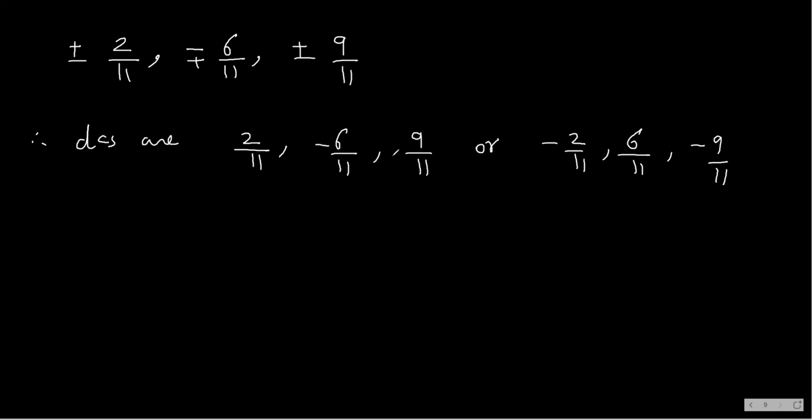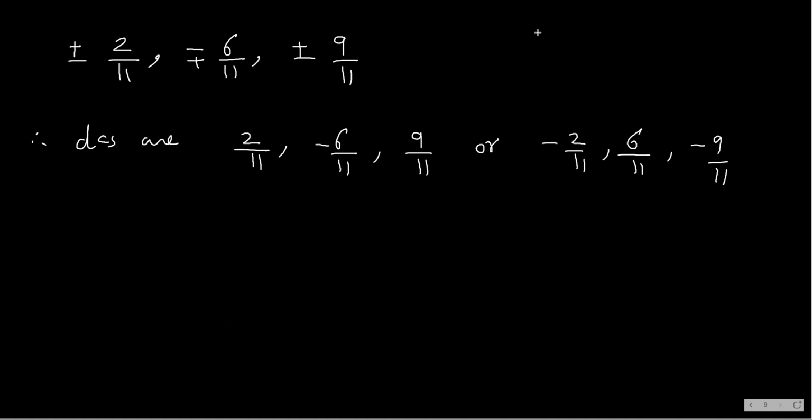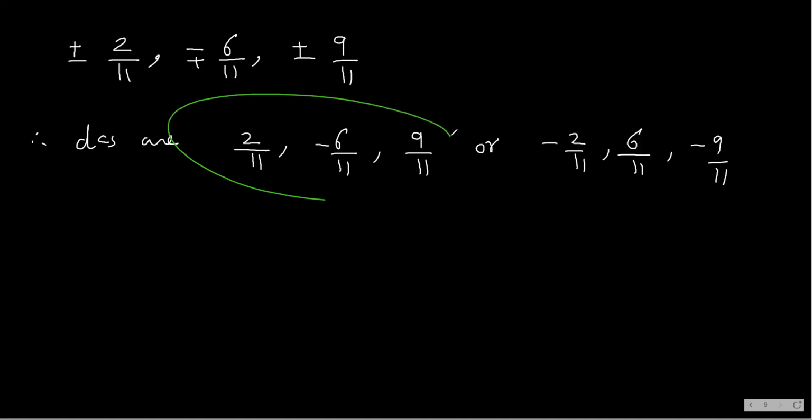Further, why are we getting two sets of DCS? Because it's a line. Don't forget, it's a line. So if it is a line, it has direction both ways. It is in this direction as well as in this. It is in both directions. So you can have two sets of DCS. Okay, but remember, if you are writing only positive, as I had done earlier, that is, we would write only 2 upon 11, minus 6 upon 11, 9 upon 11, then also it is correct. I hope you have followed.